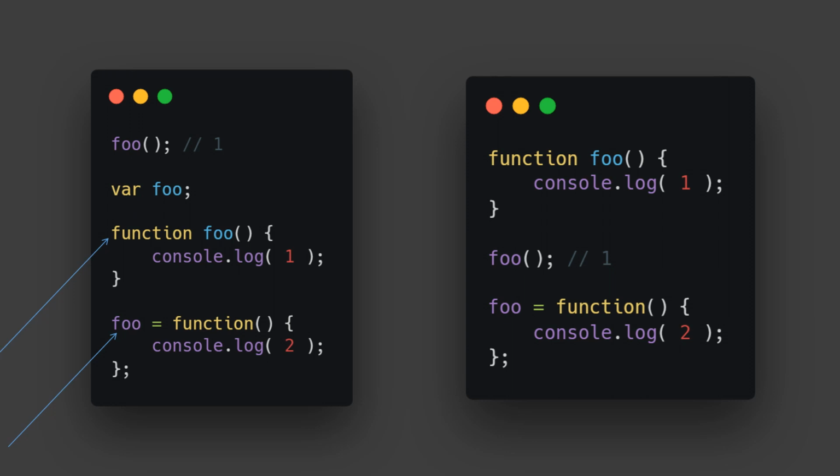If you called foo below the line where it is being assigned to the new function, you would get 2 as the output, of course.